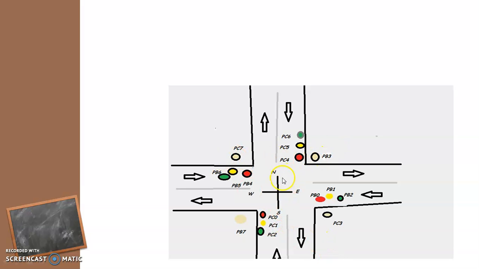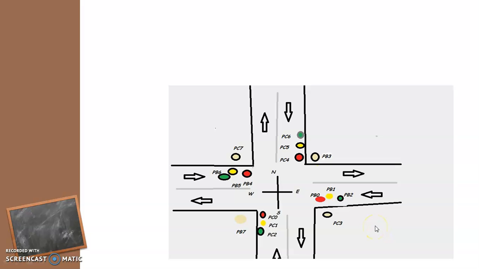For the north, I have assigned the LEDs as PC4, PC5, PC6 and PC7. And for the south, I have assigned PC0, PC1, PC2, PC3, to allow the pedestrian to cross the south or the north. Similarly at the east it is PB0, PB1, PB2 and PB3, so pedestrians will be able to cross this junction. And at the west you have PB4, PB5, PB6 and PB7. This PB7 will be the pedestrian LED.